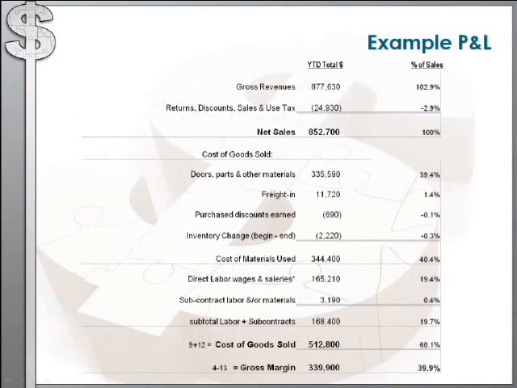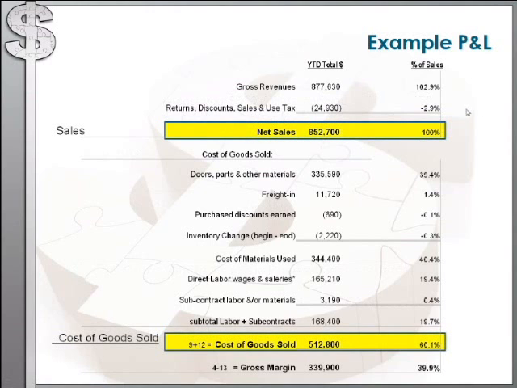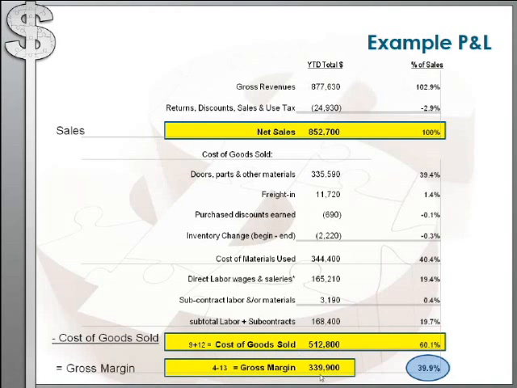Let's now take a look at how gross margin is displayed on your profit and loss statement. In this example, we're looking at a sample. This was actually from IDA Dealer Fit data, but essentially we're looking at net sales of $852,700 minus your cost of goods sold of $512,800 equals a gross margin of $339,900. Again, dividing your gross margin by net sales will give us a 39.9% gross margin percentage.